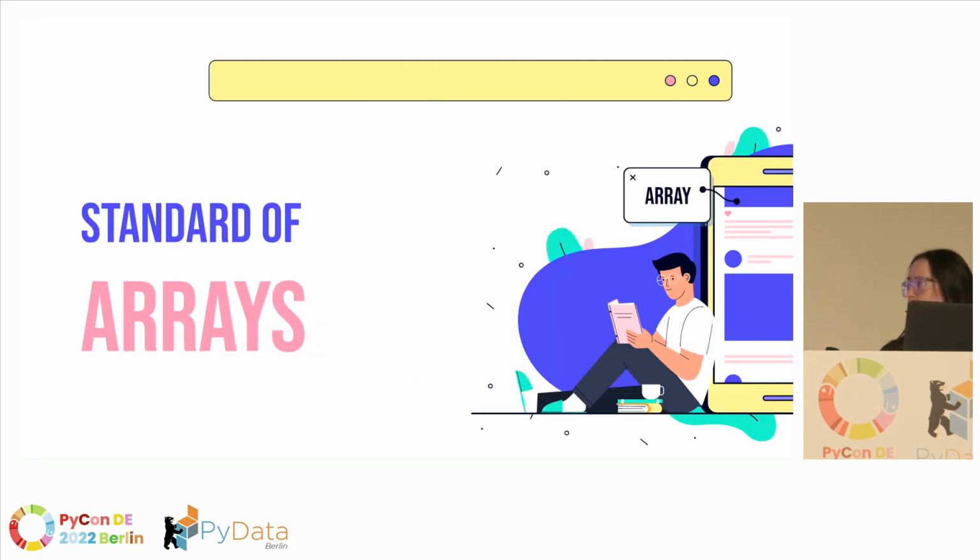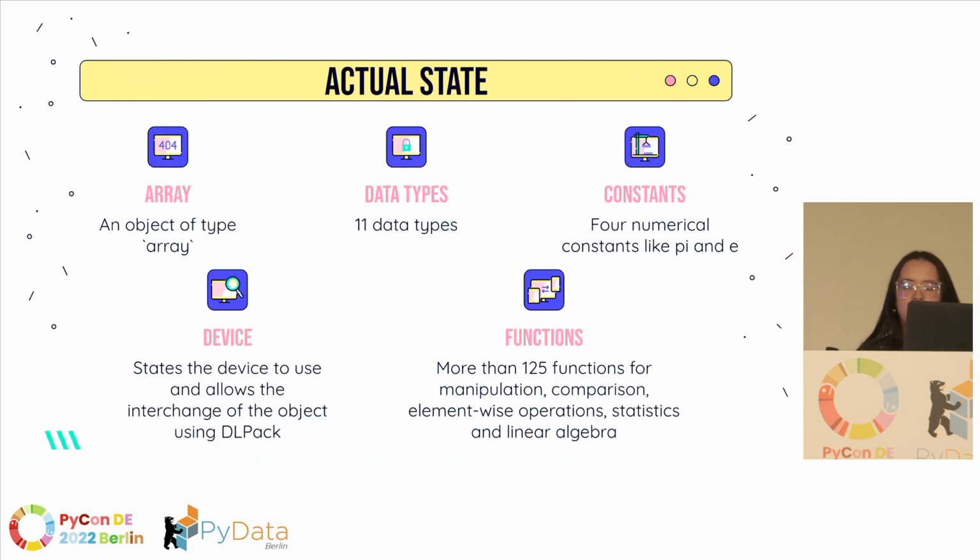So let's dive into a little bit of the array part of things. The actual state is that we already have a defined object, which is an array. We have 11 data type support. We have 4 numerical constants. And we are using an interchange protocol that enables changing the device. So it will not matter if you are using a GPU, a TPU, or a CPU.